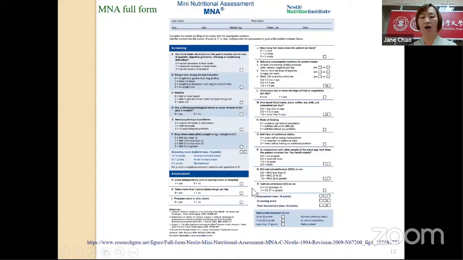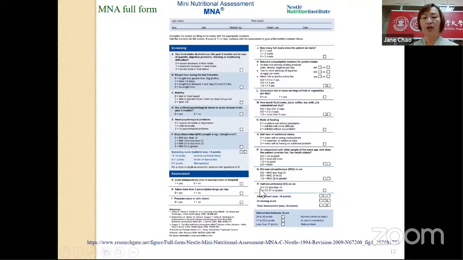If you see questions P, Q, R, those last questions are measurements, anthropometric measurements. Q is mid-arm circumference in centimeters, so you have to measure your mid-arm circumference. Question R is calf circumference.